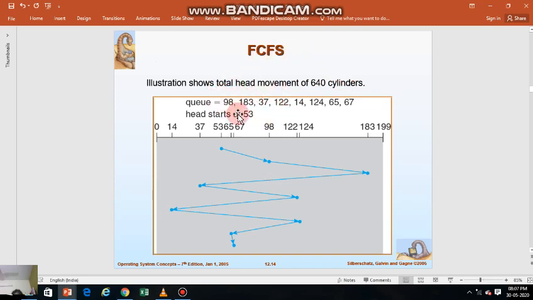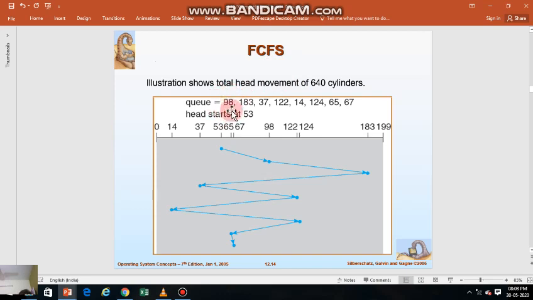The first pending request is 98. This 98 reflects sector number 98 on the platter. Next is 183, which again reflects sector number 183. Then 37, then 122, then 14, then 124, 65, 67, and so on. This we need to fulfill. According to FCFS, the working is very sequential. Whoever requests first, that request will be served first.